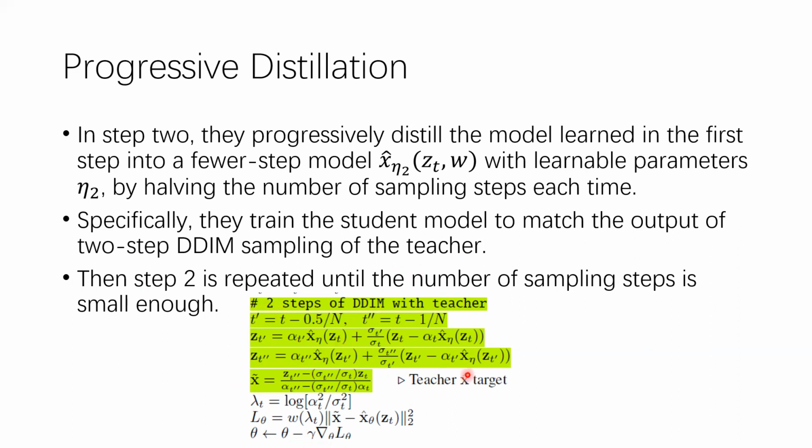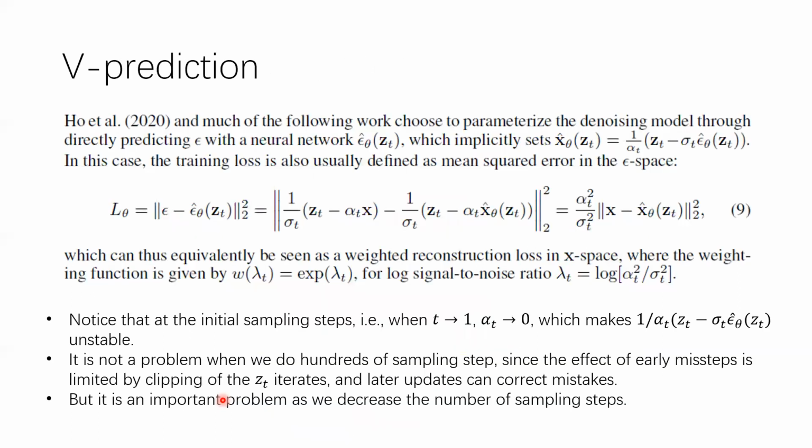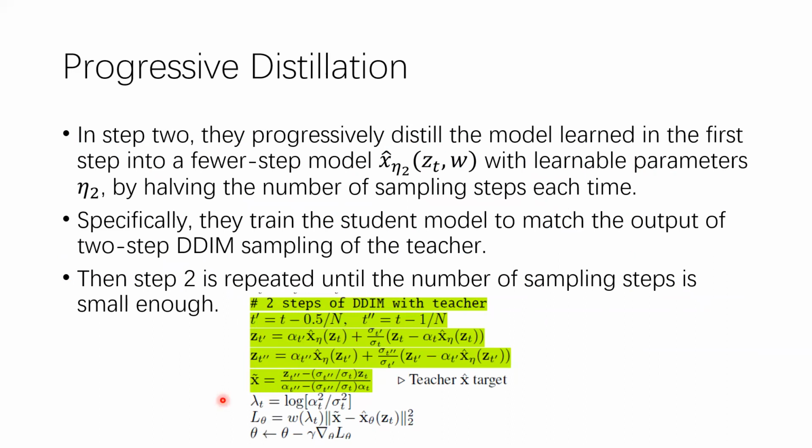Here's a pseudocode for this step 2. Given the teacher model x_eta, you do 2 steps. This will be the teacher's x_hat target. Then you use the student model to directly predict the output of the 2-step results. In this way, the number of sampling steps needed is shrunk by half, and then you keep doing that until the number of steps is small enough. So that's the idea of progressive distillation.